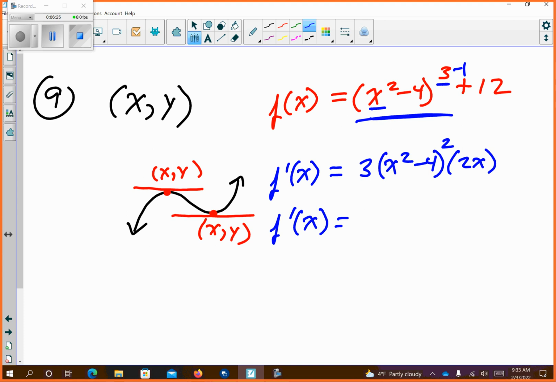So that's going to give me 6x times (x squared minus 4) to the second. Okay, so let's just pause there for a sec. Do we feel okay with how I did the derivative?